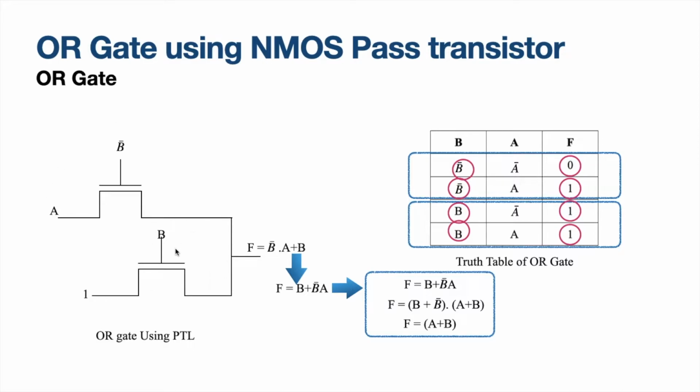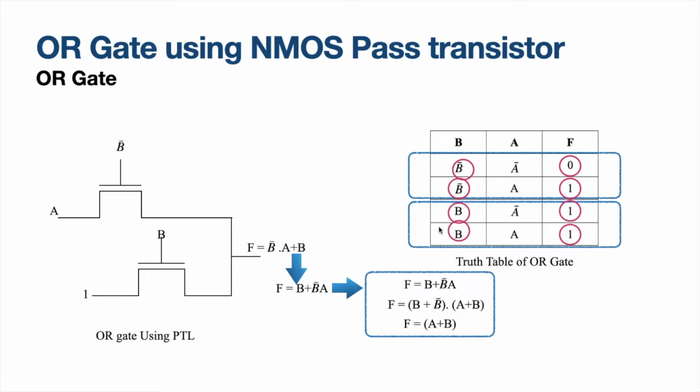And for the next transistor, let us consider the last two rows. In the last two rows, for the column B, both are B only. Row 3 has B, row 4 also has B. What is the output? For both, it is only 1 and 1. But anyhow, let us compare with F. If it is A bar, it is 1. Again, even if it is A, it is 1.